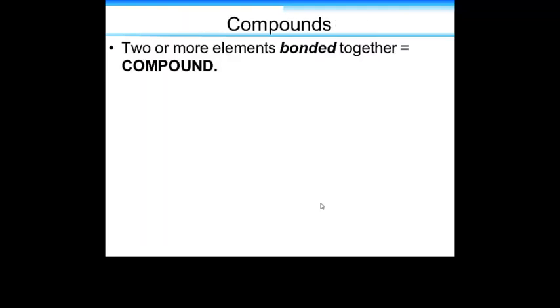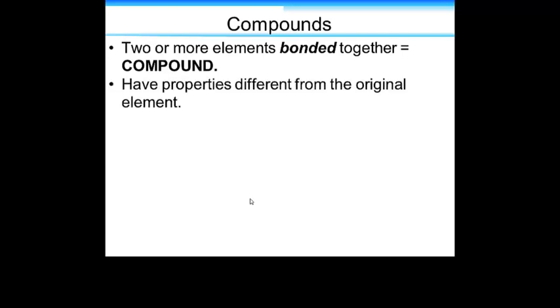Now let's talk about compounds. Two or more elements bonded together is a compound, and we were looking at that earlier. They have properties different from the original elements. If you look at sodium, it's a very reactive metal. It reacts very explosively with water. And chlorine gas is a poisonous toxic gas used during World War I as a chemical warfare agent. But of course, when you combine the two together, you have sodium chloride, a mineral that is essential to our well-being.